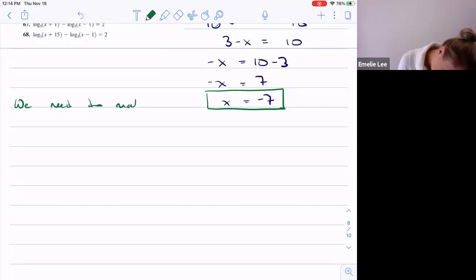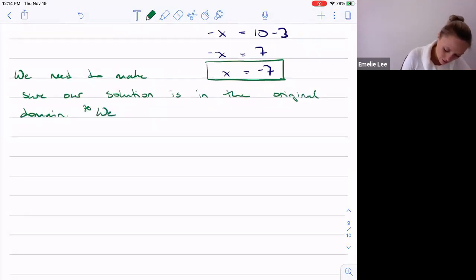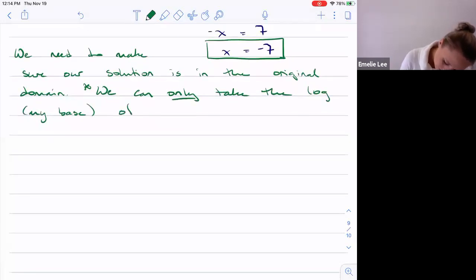We need to make sure our solution is in the original domain. Right? We can only take the log of a positive number, right? So not zero, not negative. We can only take the log, any base, of a positive number. So not zero, not negative.